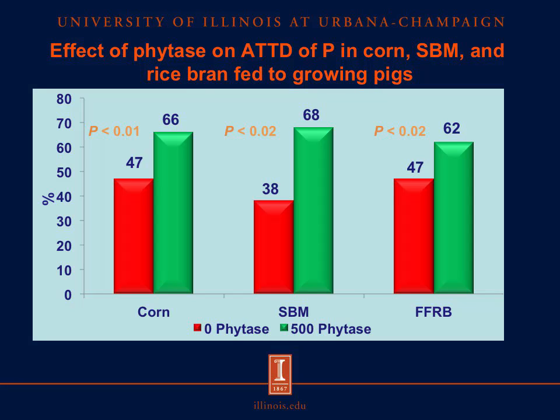For full-fat rice bran without phytase, the ATTD of P was 47%, which is more than 3 times higher than the value reported in NRC 2012. The ATTD of P in full-fat rice bran increased to 62% when phytase was added.